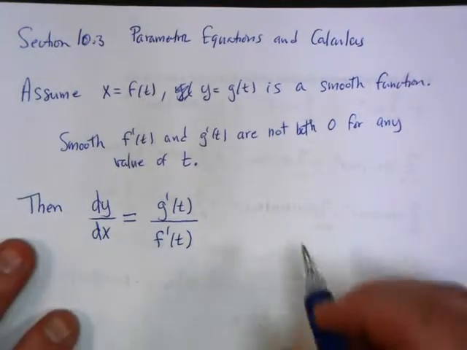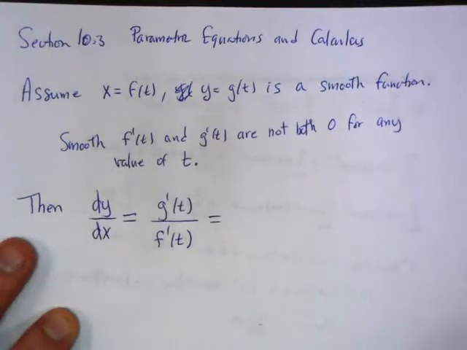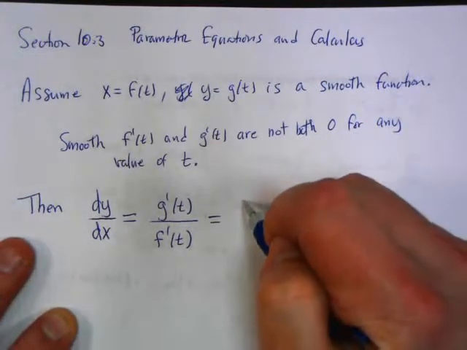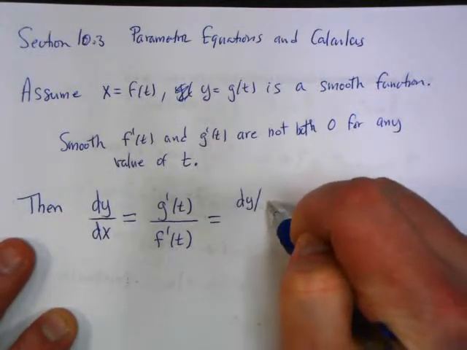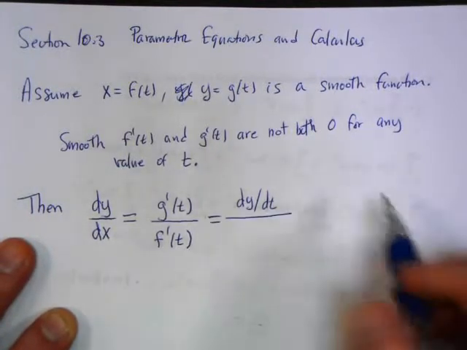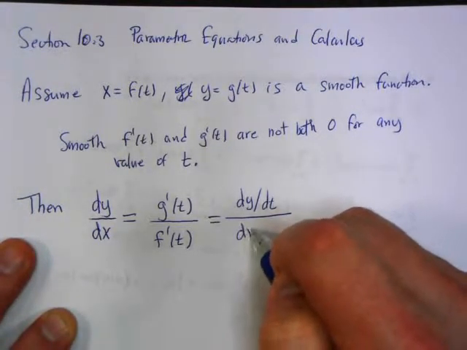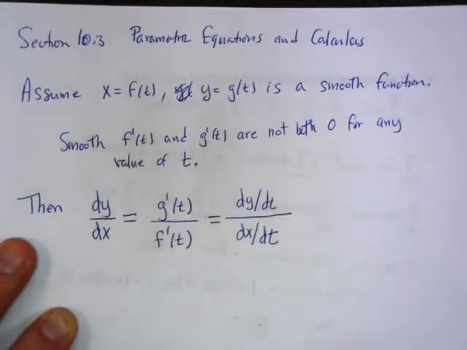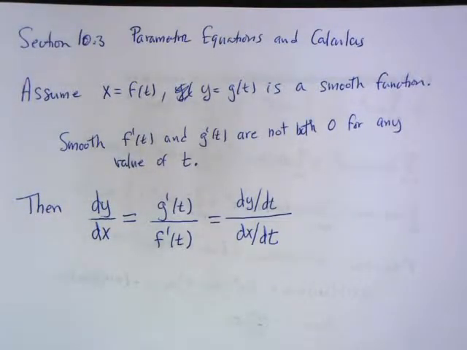Now, this makes more sense even if you write it this way. g prime of t is dy dt, and f prime of t is dx dt. So why does it make sense that that should be equal to dy dx? Look and multiply, and that's what you get. That's not technically a proof. If you want to read the proof of why this works, it's in your book. It's not really important as far as I'm concerned for this course.